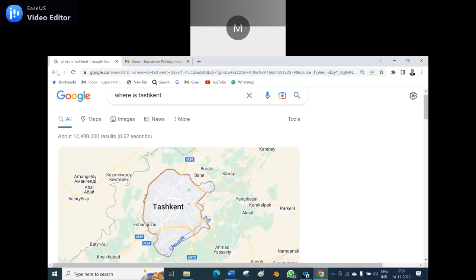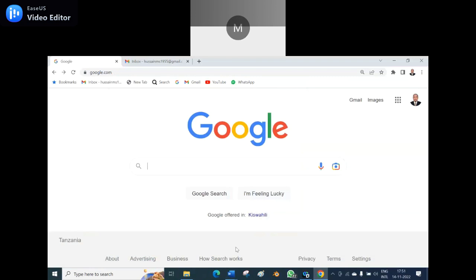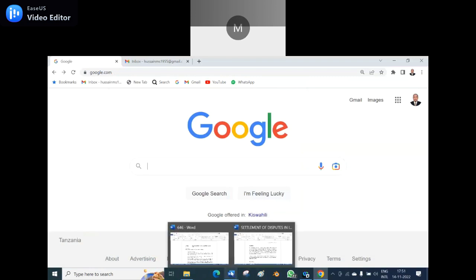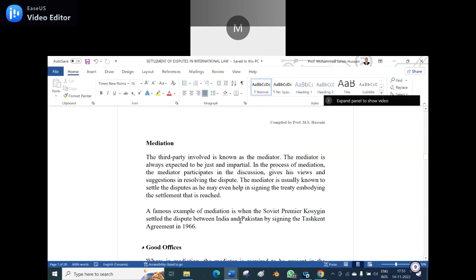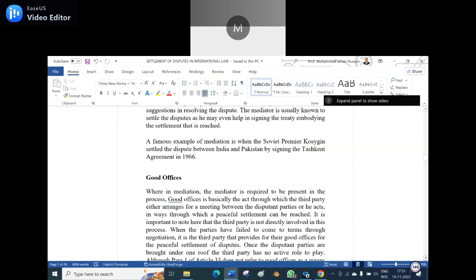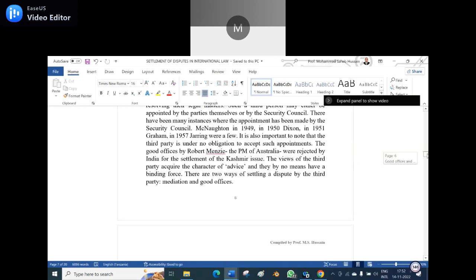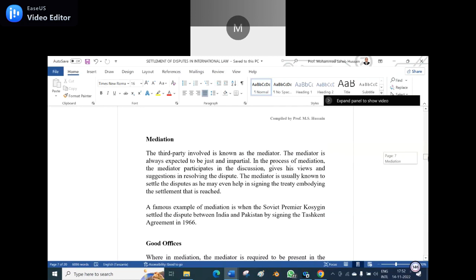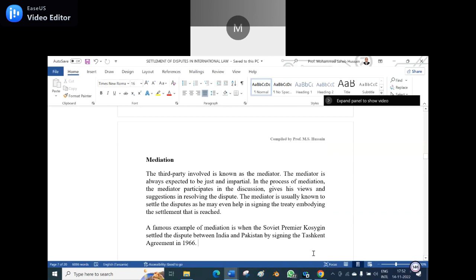Tashkent at the time. So the Tashkent Agreement was made between the parties, that is India and Pakistan. That is the agreement of 1966 regarding the Kashmir border issue. So this is through mediation. Of course, it passed through negotiation. Am I right? Mediation passes through negotiation.